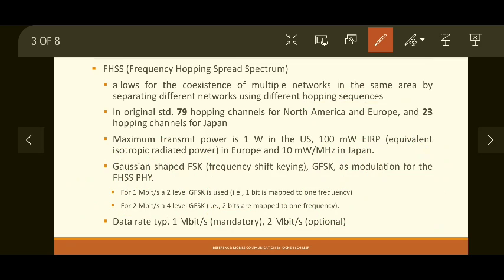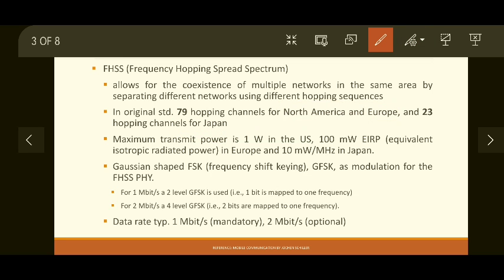How many such frequencies are standardized by IEEE? In the original standard, 79 hopping channels are defined for North America and Europe. That means a user can jump from one frequency to another among 79 different frequencies, and 23 for Japan. In Japan, user data can jump from one frequency to another among 23 different frequencies. This standard is followed in Europe, America and Japan, and all other countries follow either the European or American standard or the Japanese standard.